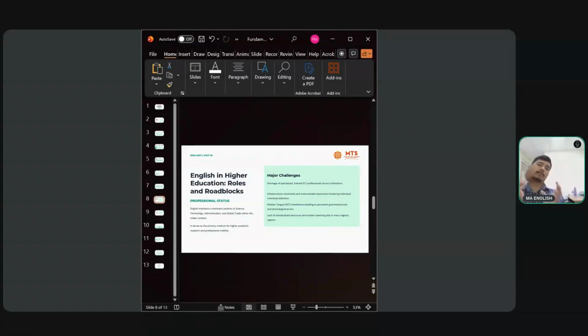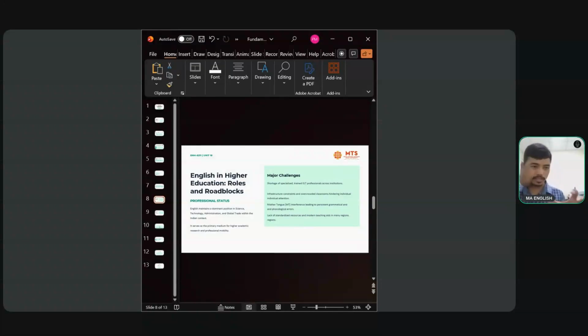And finally, there is the problem of standardization. Not all colleges have access to modern teaching aids, digital resources, or standardized textbooks. So the quality of ELT varies enormously from one institution to another, from one state to another. As a student of English, you are now part of the solution to these problems. Understanding these challenges is the first step toward addressing them.